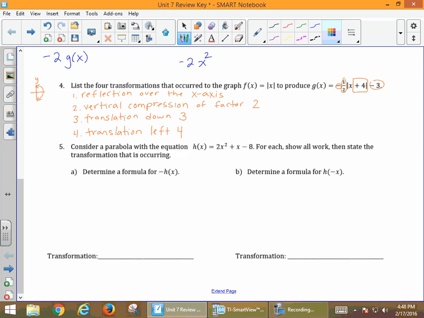4 units. So the 4 transformations: a reflection over the x-axis, a vertical compression by a factor of 2, a translation down 3 units, and a translation to the left 4 units.